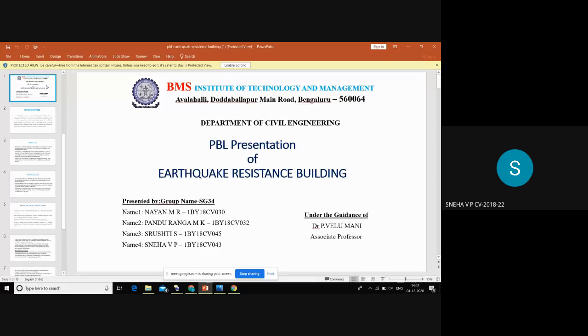Good afternoon, everyone. I am Sneha. Before I start, I would like to thank our HOD, Dr. Rajesh Gopinath, sir, and all the judges, and our guide, Dr. Velumani, sir, for giving such a great opportunity to make this kind of project, whose topic is earthquake resistant building by base isolation technique and by using dampers which resist the earthquake. The members associated with our team are Nayan MR, Panduranga, Srishti S.